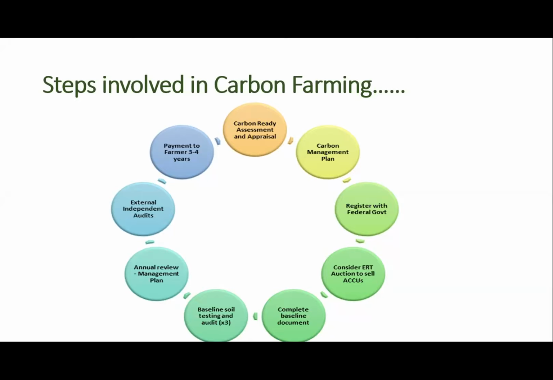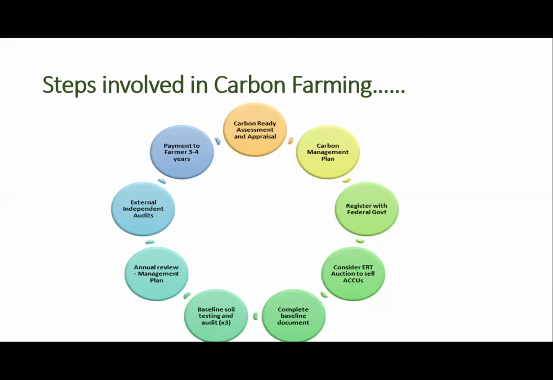You then need to complete your baseline documentation to establish the history of previous practice over, say, the last 10 years. And then the first step after that would be to do your baseline soil testing, which also involves an audit. And of course the government actually requires 3 testing regimes spaced apart in total over the project. And it includes mapping, recording, analysis and record keeping. You then need to review your management plan annually, which is absolutely vital and important to see that you're on track. And of course, then it involves external and independent audits undertaken over these 3 testing regimes. And finally, there's this opportunity for the farmer to be paid within 3 to 5 years from the sale of their ACCUs to either the government or corporates, or in some cases, you may choose to sell to both. So that's just a snapshot of the process that's involved with carbon farming.